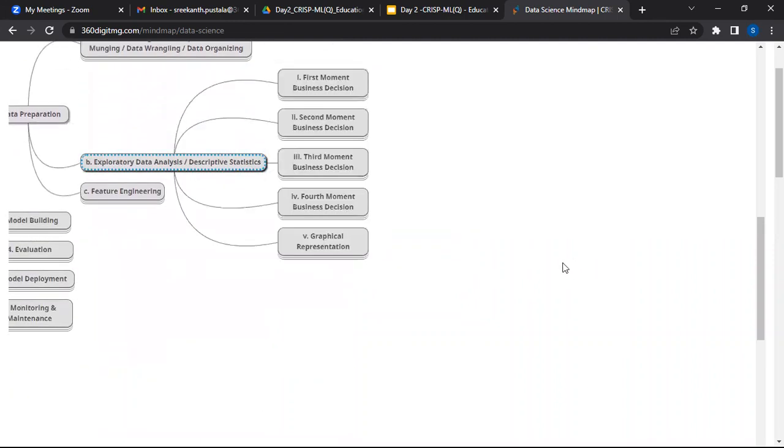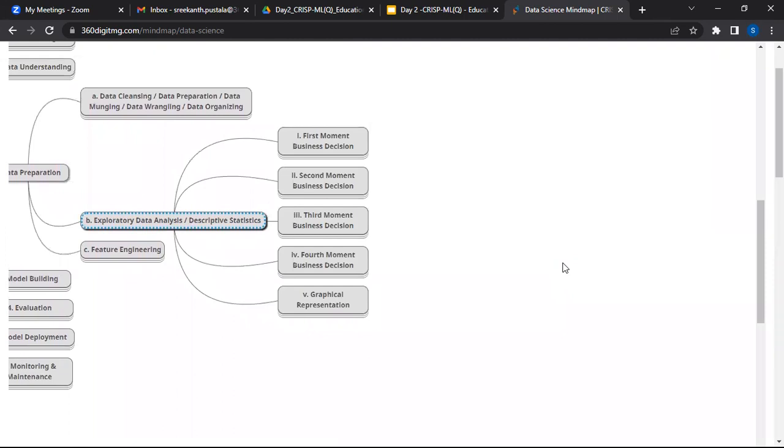Then we have seen exploratory data analysis, which is a combination of descriptive analytics and descriptive statistics. We have the first moment business decision, second moment business decision, third moment business decision, and fourth moment business decision. Apart from that, we have to look into the graphical representations.